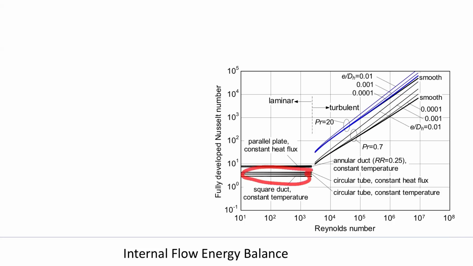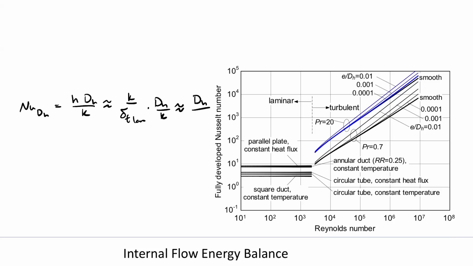We could actually ballpark predict these values based on a really rough analysis. Let's just sketch that out really quick. If we wanted to compute the Nusselt number in terms of a hydraulic diameter for a duct, Nusselt equals h times D_H over k. If I know the rough size of this duct, the boundary layer is going to be about D_H over 2. So I would describe this as k over delta T laminar. This is my heat transfer coefficient times D_H over k. That's going to be approximately equal to D_H over delta T laminar.